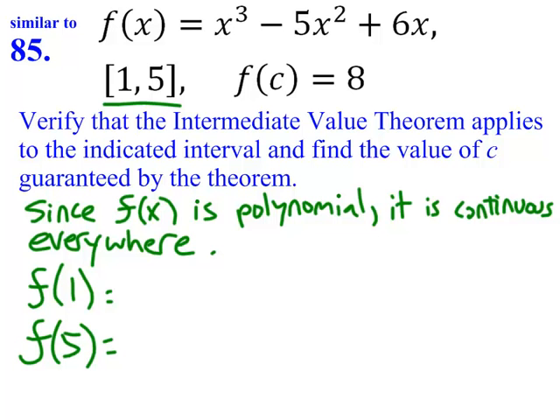If I plug a 1 into the function, I get 1 cubed minus 5 times 1, that's negative 4, plus 6 times 1, that would give us a positive 2, right? And what about plugging in 5? F of 5 equals 5 cubed, that's 125, minus 5 times 5 squared, that's also 125, plus 6 times 5, that's 30. I want to point out here, let me give a quick plug to mental math.